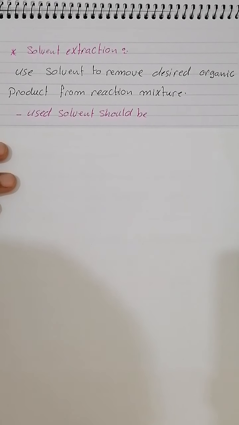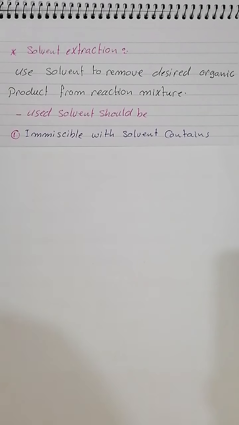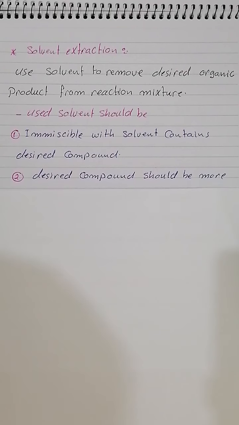and iron filings. Now when we use the solvent, it should be immiscible with the solvent which contains my product, so two layers should form. The new solvent should be immiscible with the first solvent which contains my desired compound. This is the first thing. The second thing, the desired compound should be more soluble in the new solvent. So when we choose a solvent, my desired compound should be more soluble in this solvent.